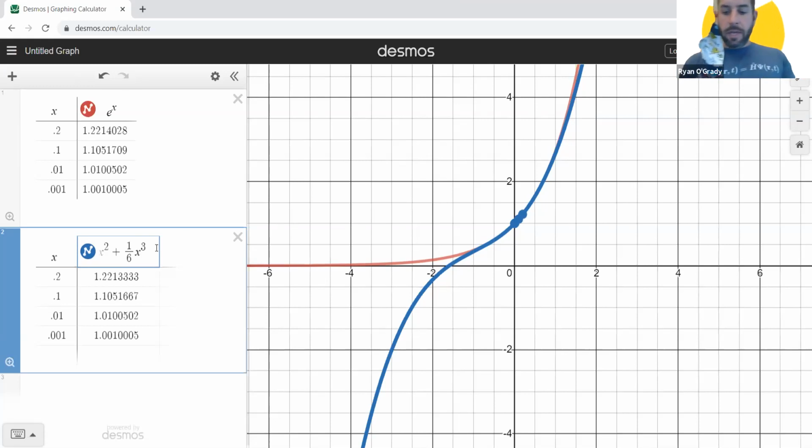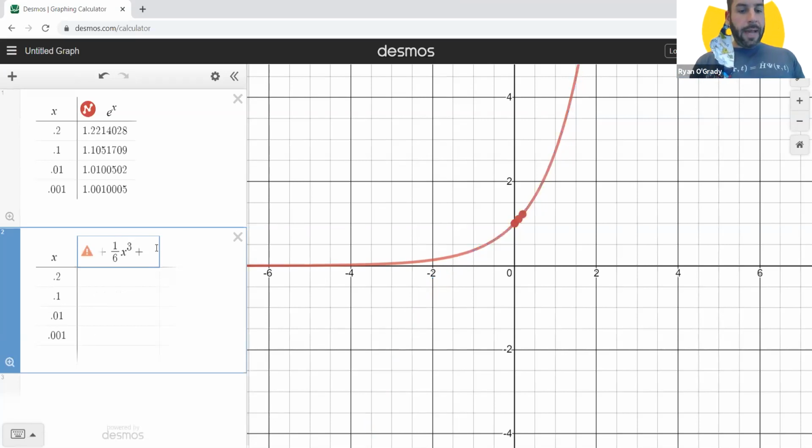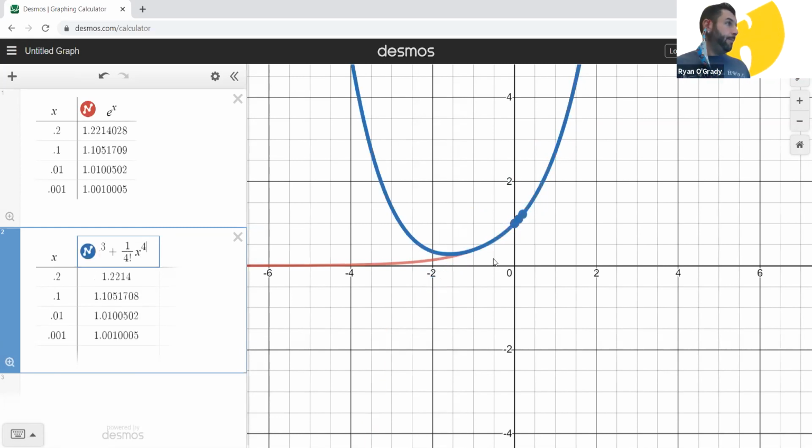Now, what's the next term? The next term is the fourth one. So let's look at the pattern. It's 1 divided by 4 factorial, and then it's x to the power 4. Now look what's happening. The more terms I add, the more this blue is taking over the red.